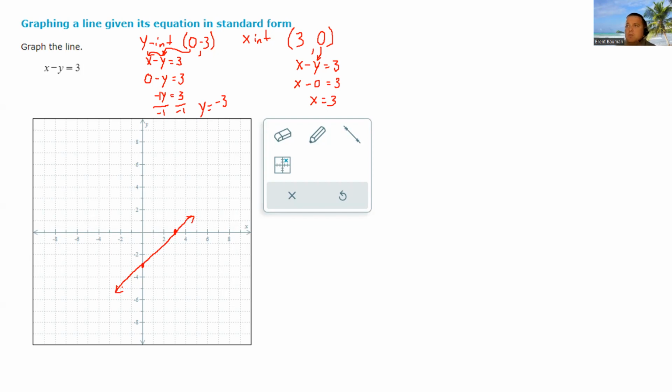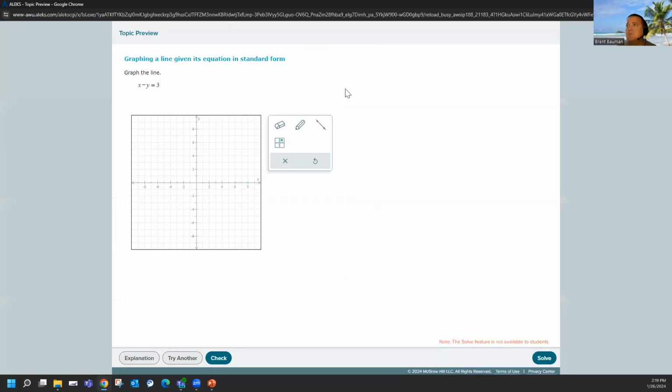And then you could also do this one with the slope-intercept form if you wanted to get it into the y equals mx plus b and then solve from there. That would be another option. So let me show you. So we have the points 0, -3, and 3, 0. So 0, -3 and 3, 0.